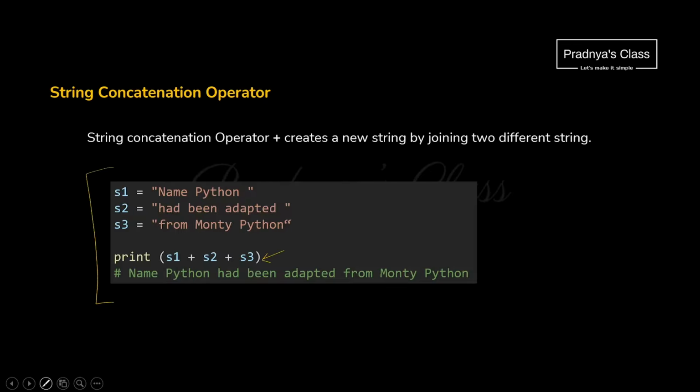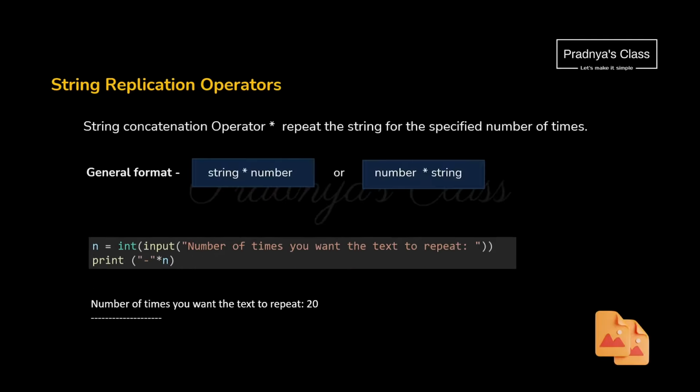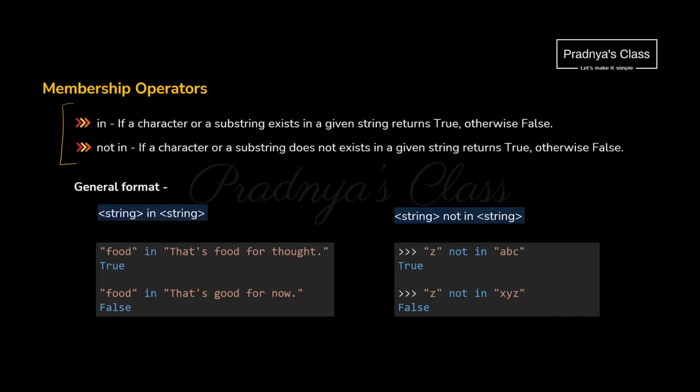Look at the example. Concatenation operator will join different strings into a single string. The next is replication operator. It will repeat the given string for the specified number of times. Suppose we want to repeat dash for 20 times. Look at the output. Here are two membership operators, in and not in. It will check the membership of the given string in the original string. We are checking whether food is present in the main string or not. And yes, it is present, that's why we are getting true. If not, we will get false. The reverse of it is not in. If it doesn't exist, it will give true.